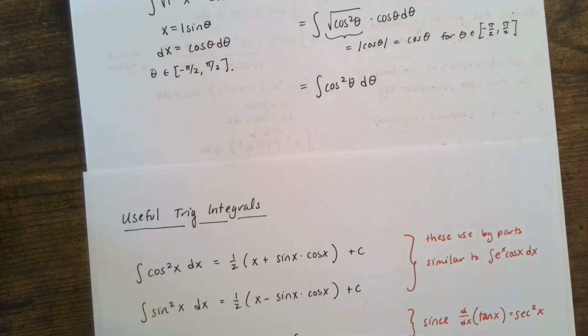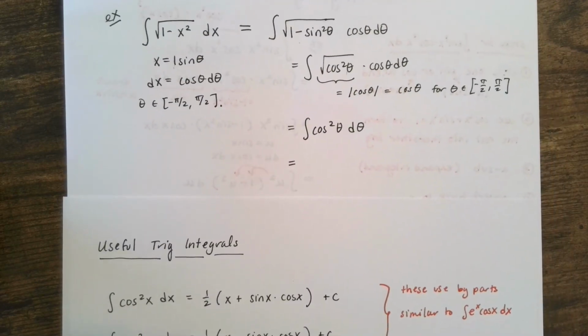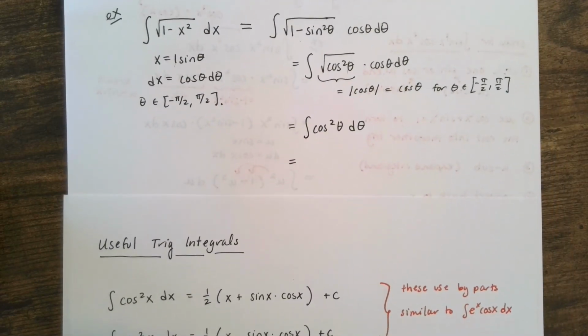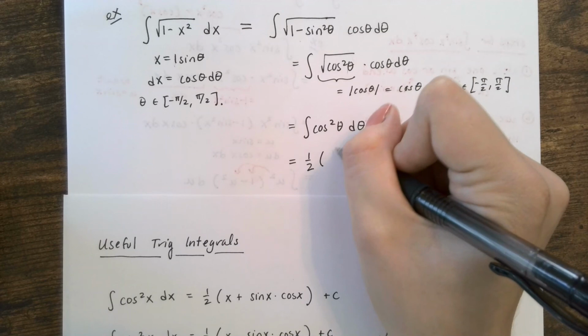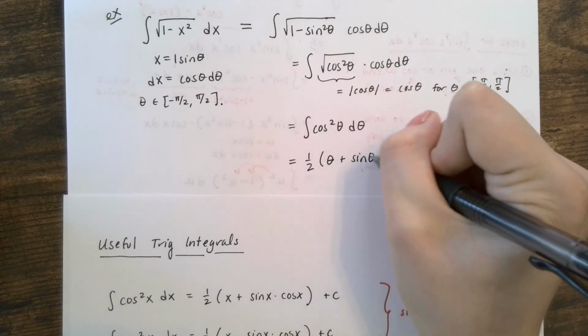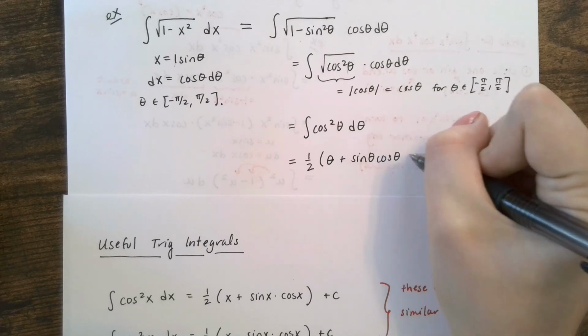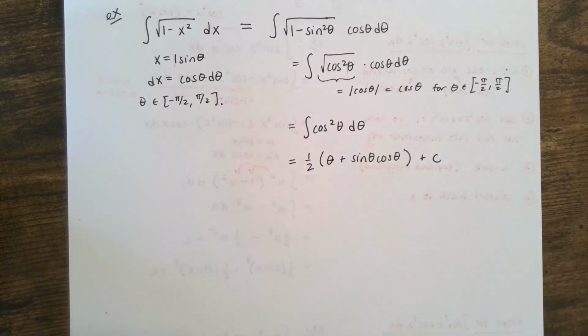All right, so cosine squared, we're not going to bother. Really, you do this with integration by parts in a cool wraparound way, the same way that e to the x cosine of x happens. So we have 1/2 theta, since my variable is theta, plus sine theta cosine theta plus c. All right, so that's right off my sheet of useful trig integrals from the reference materials folder.